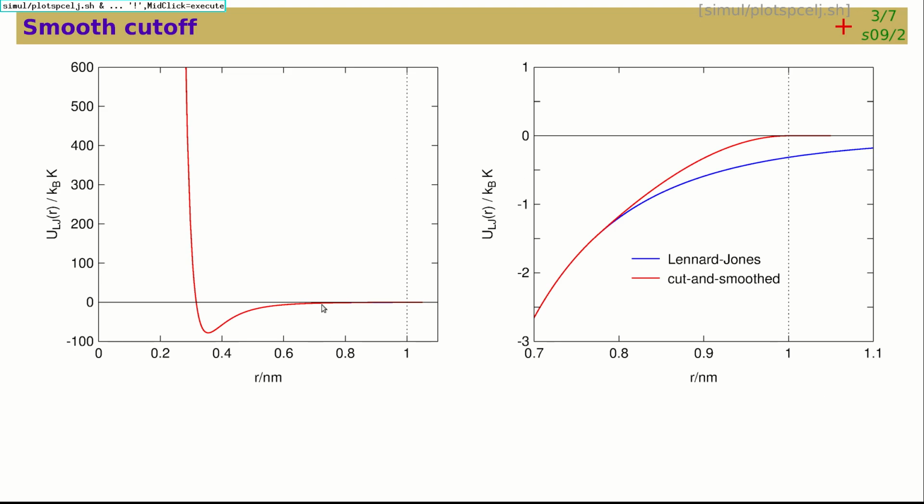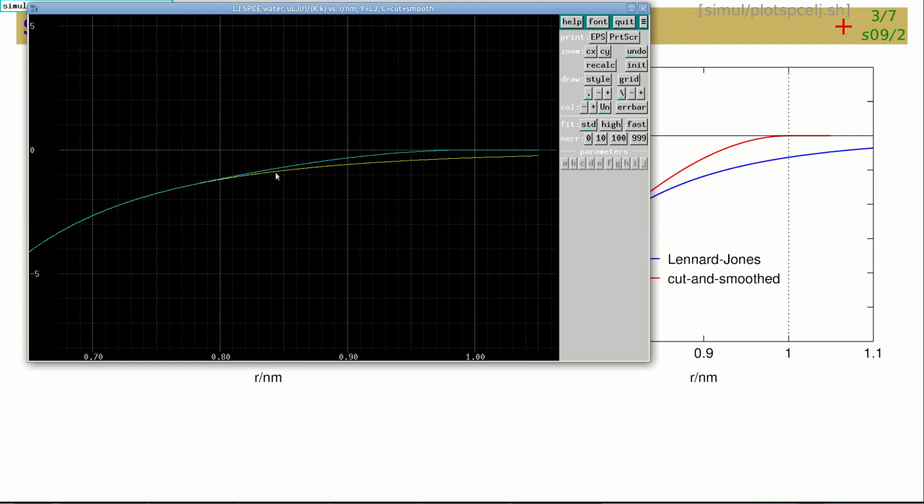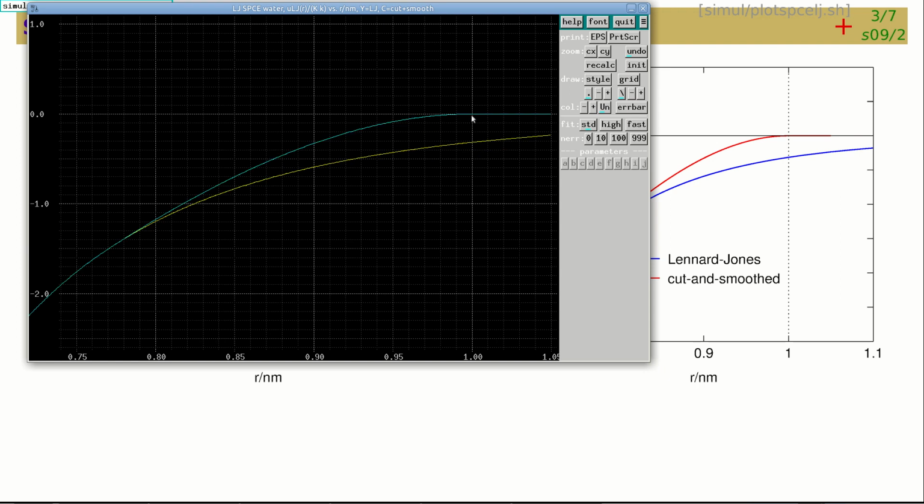Here is an example how to do it with an enlarged one, and I will show it on a graph. This is the Lennard-Jones potential going up to about 1 nanometer, and if I enlarge it, it's seen that this yellow is the original one. It was cut at 1 nanometer, but it was smoothed from here. Actually, it was cut somewhere here and it was smoothed.